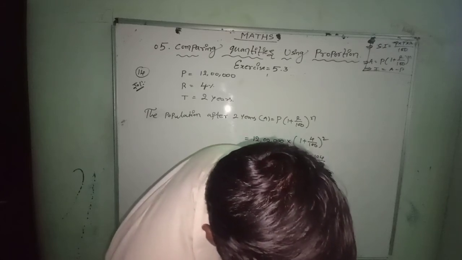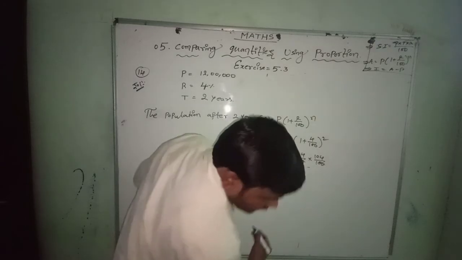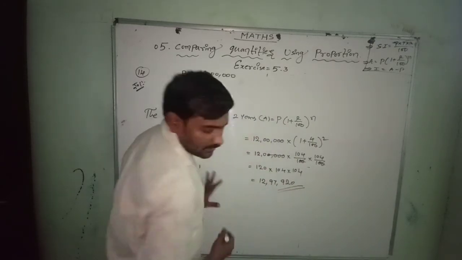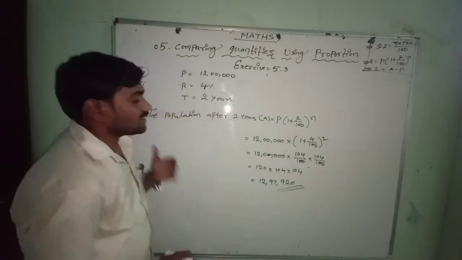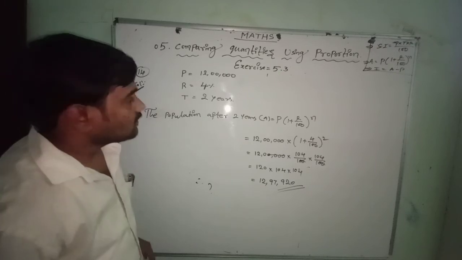So the population will get 12 lakhs 97,920. The population becomes 12 lakhs 97,920. Therefore you write it here. Finished.